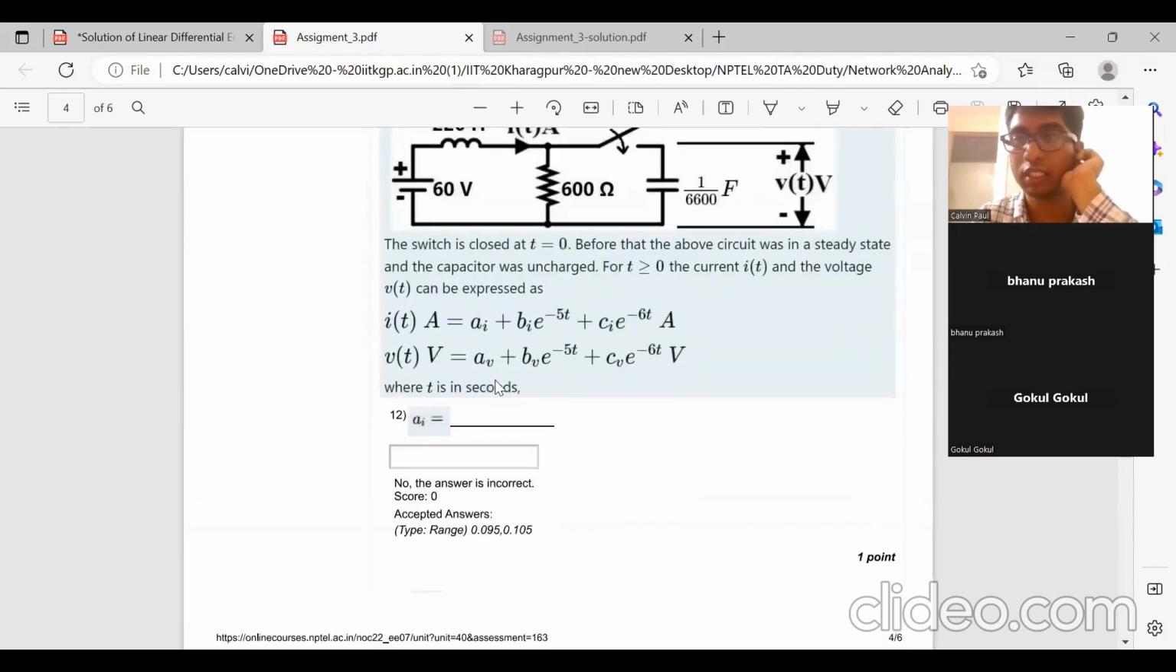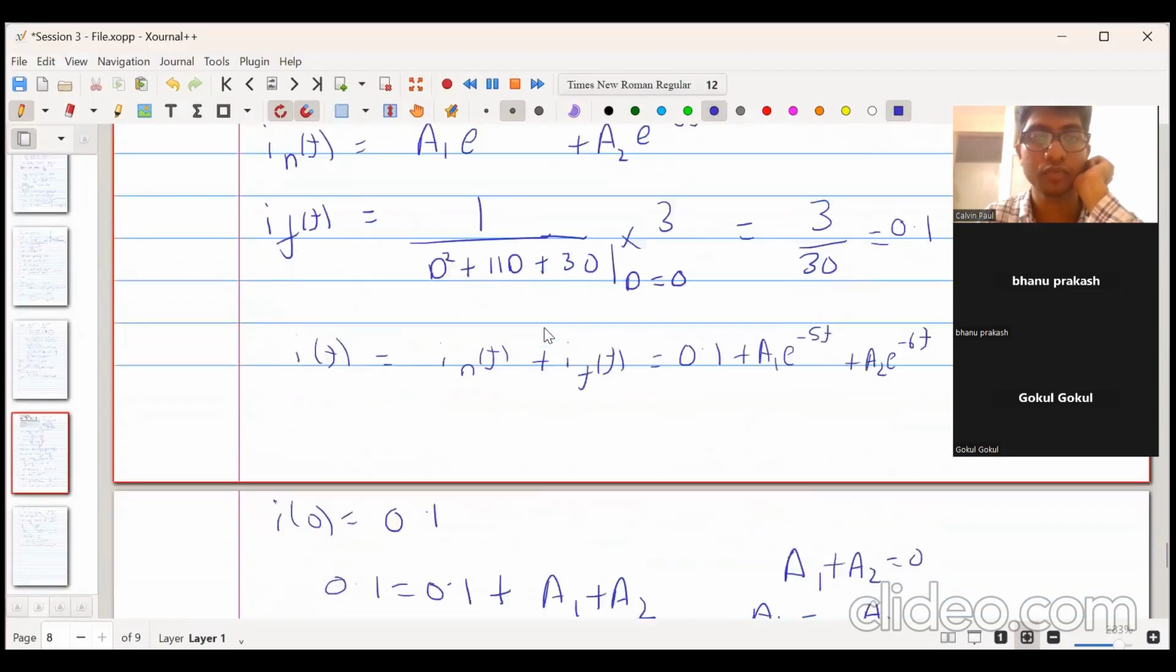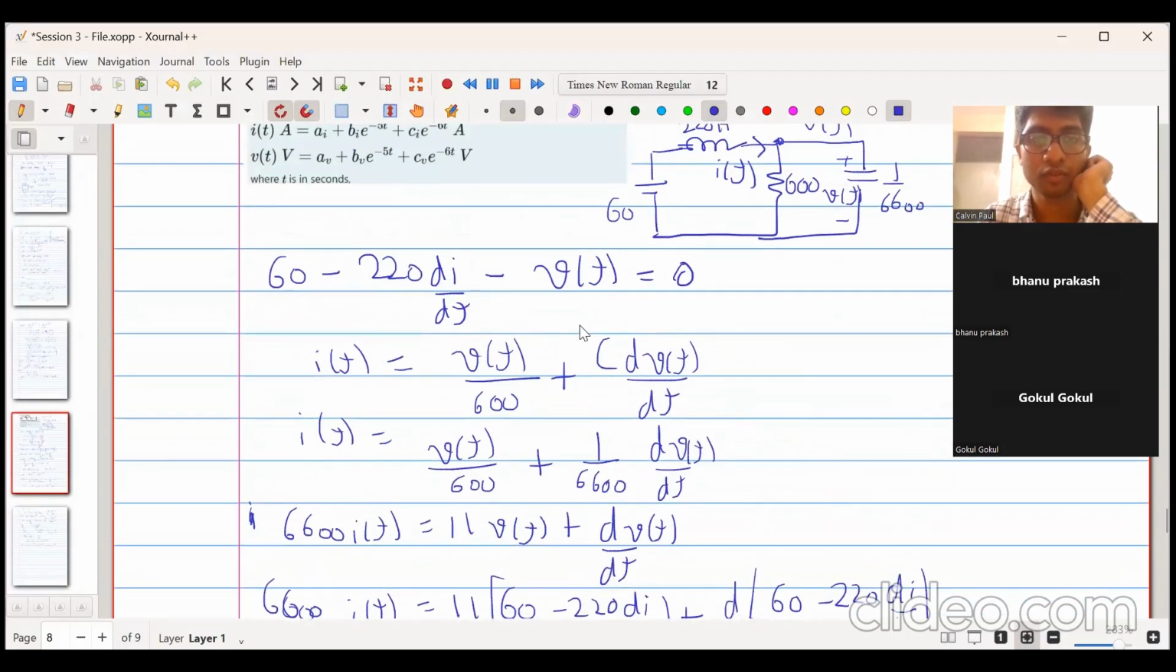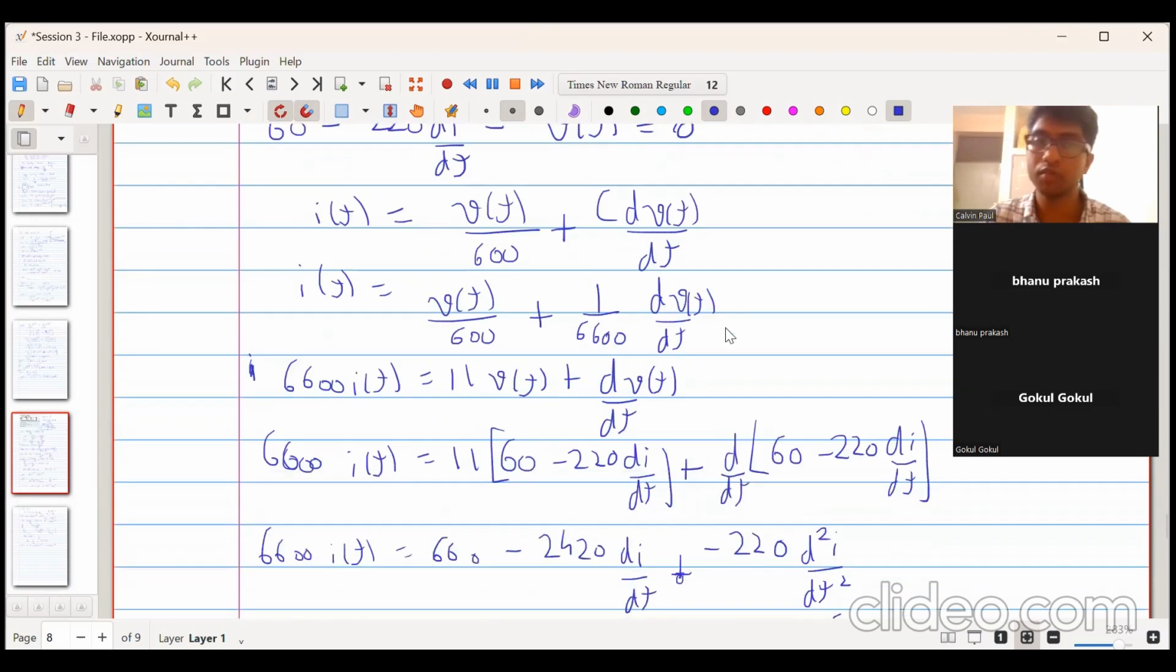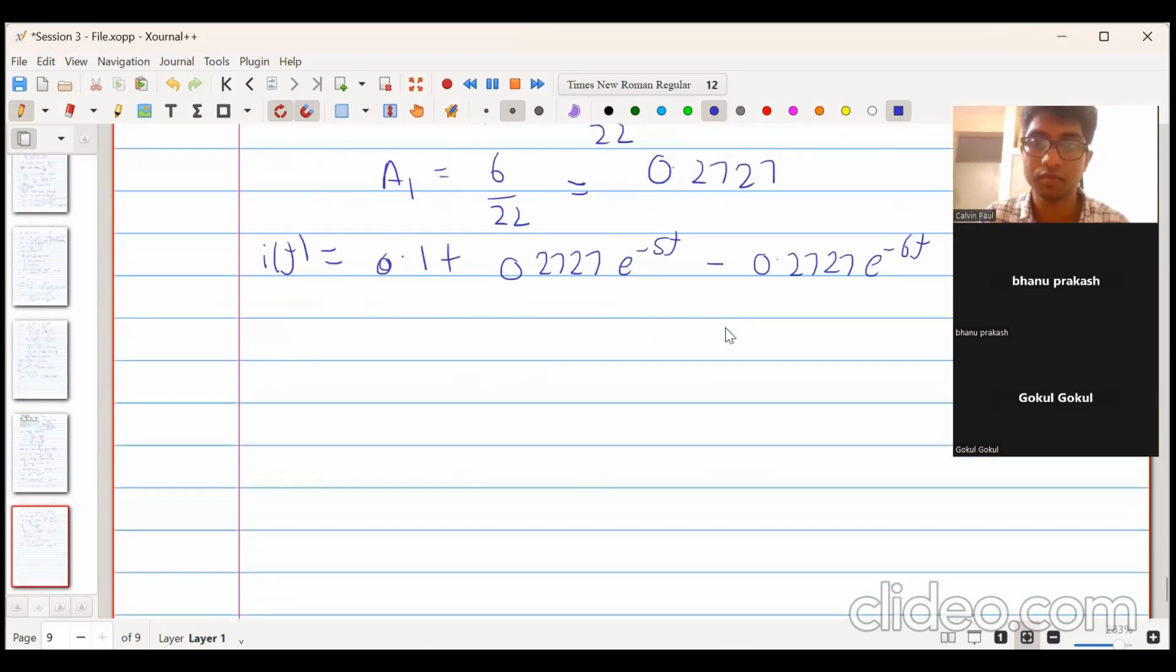Now we want to find the voltage across the capacitor, the equation of that. So what we do is we will go to this equation, which we have: 60 minus 220 di by dt minus v of t equal to 0. So from here we get v of t is equal to 60 minus 220 into di of dt. Any doubts in this?